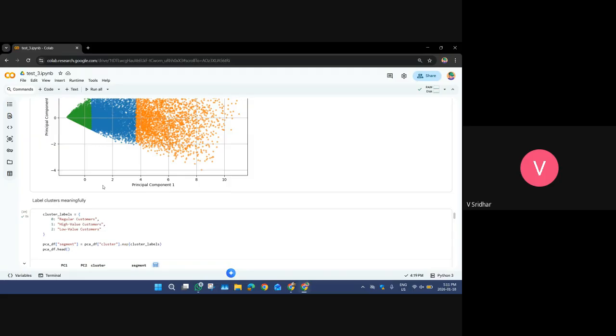And finally, I mapped the customer IDs to meaningful business names, like low value customer equals cluster 0, high value customer equals cluster 1. Similarly, 2 for the low value customers.